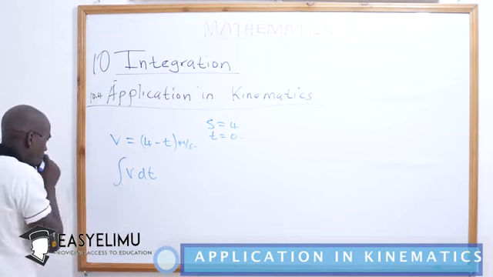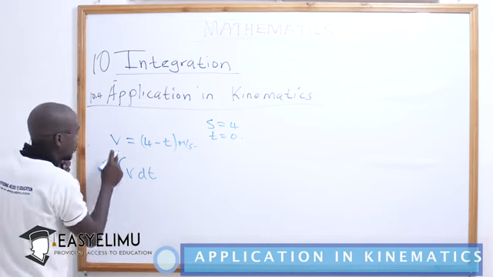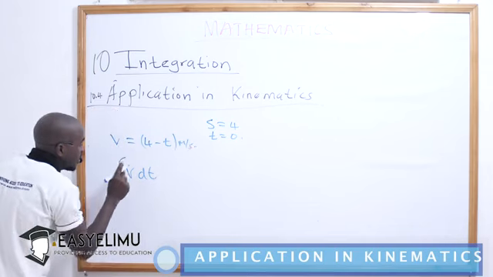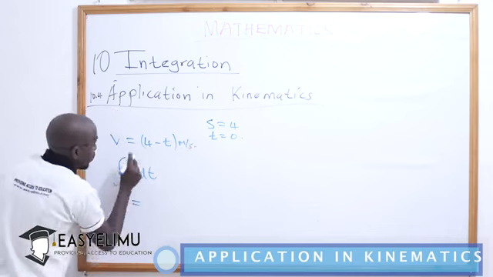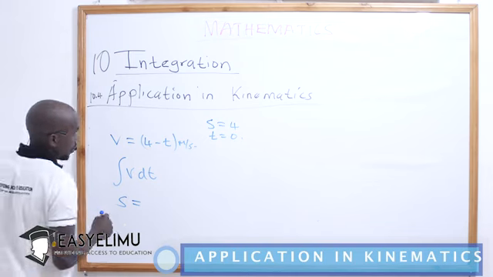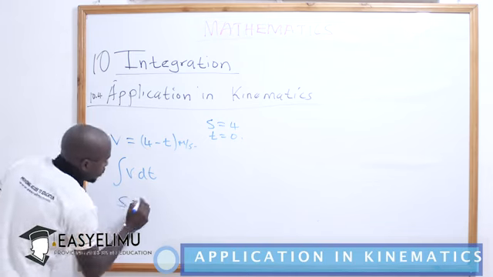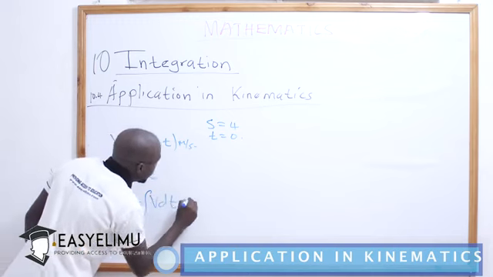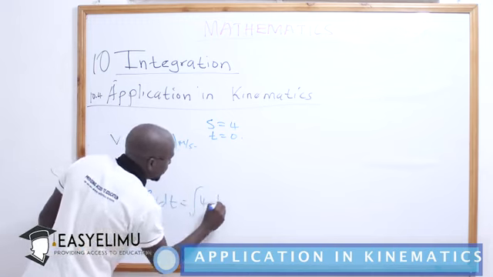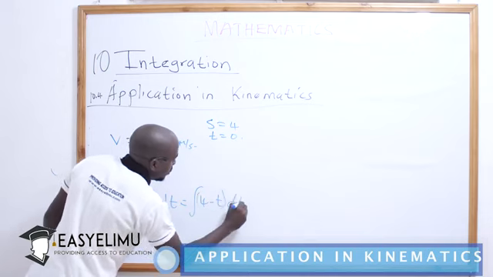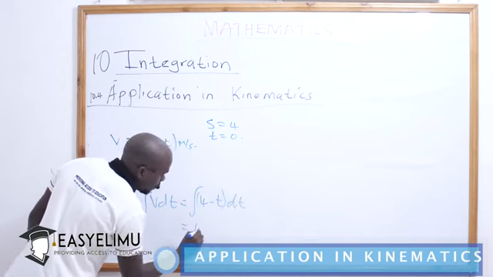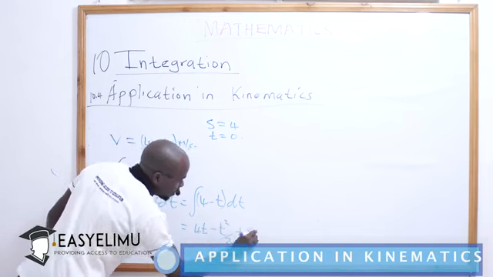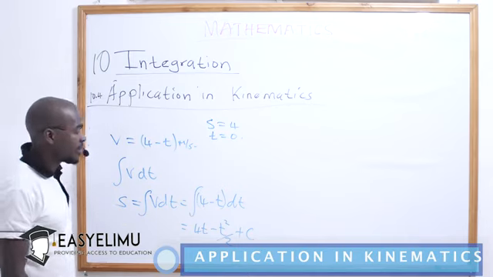So we are going to have v as 4 minus t m/s. Now it will give us the integration of v dt, which is the integration of 4 minus t dt, and this is going to give us 4t minus t squared over 2 plus c. C is the constant of integration.